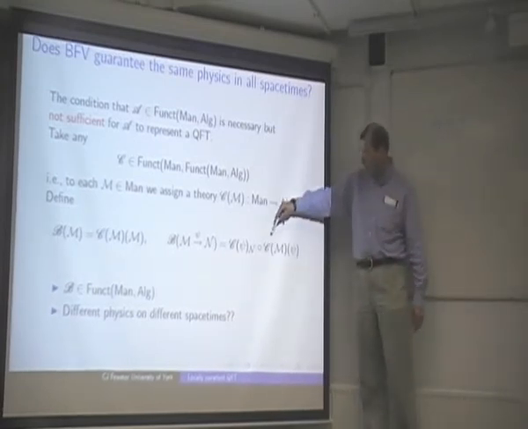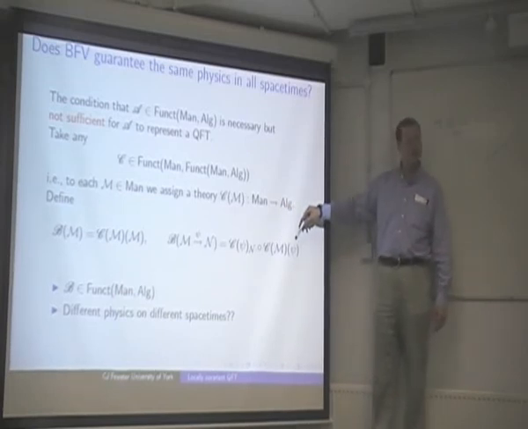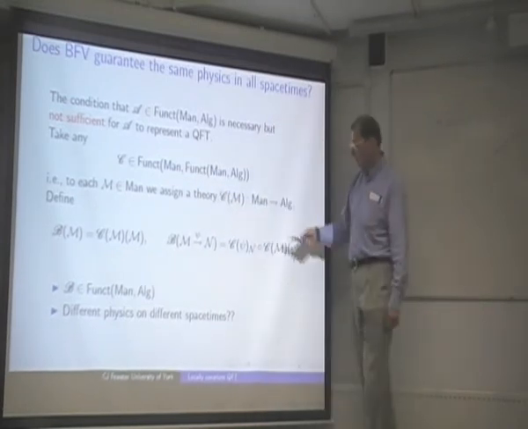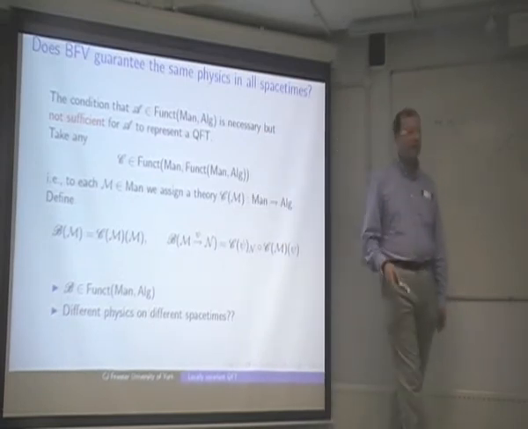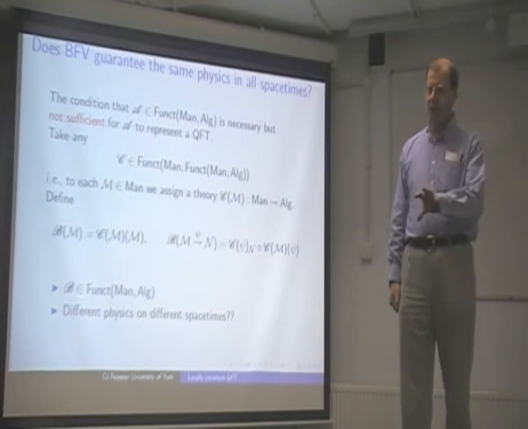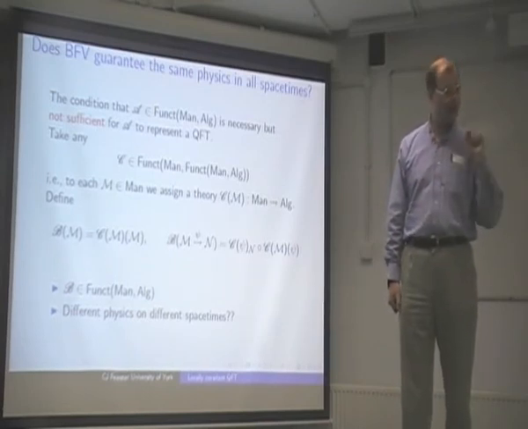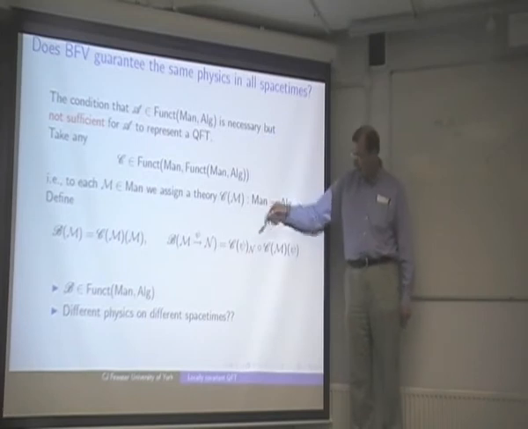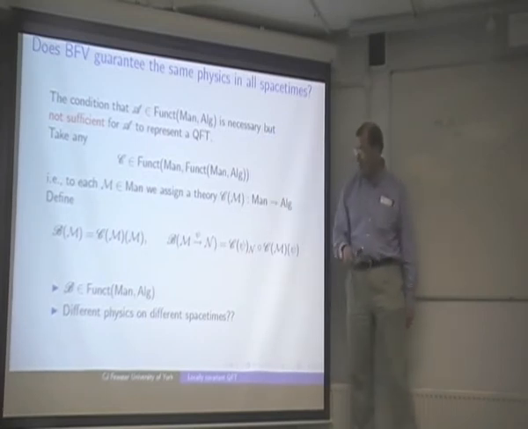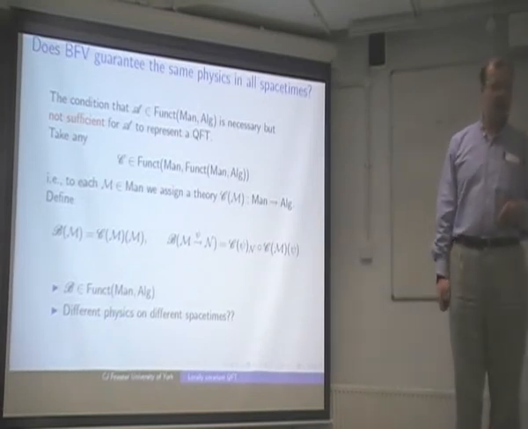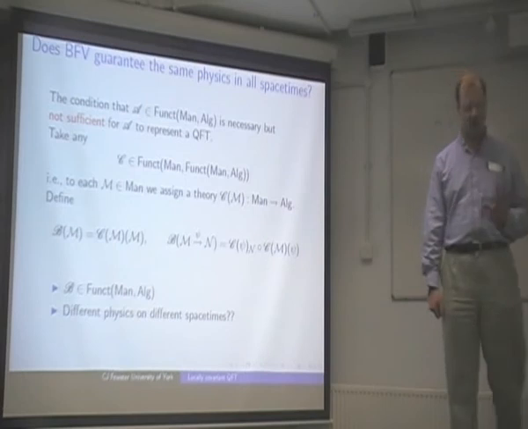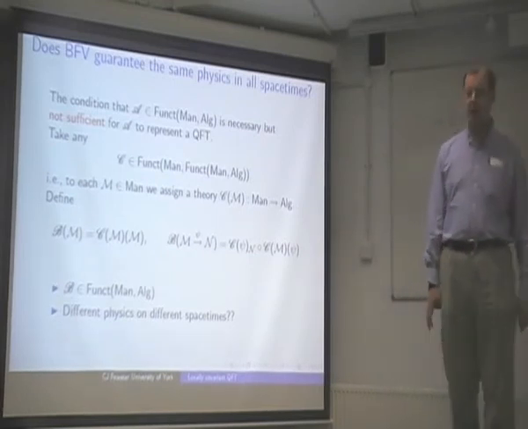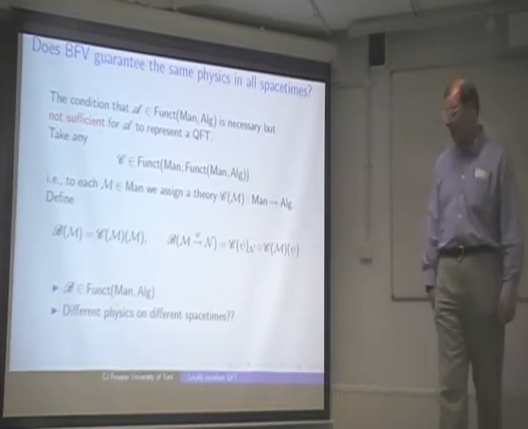I need to say what happens to the morphisms, and there is a way of doing that. Of course, the theory in spacetime M has a view on what happens to a morphism. But also, because this C thing is a functor between these, what C does to a morphism is give me a natural transformation between the theory indicated for spacetime M and the one indicated by spacetime N. So I can take the component of that natural transformation at spacetime N, and compose it with this thing here. And if you do that, you actually find that what you've constructed is a functor. It's very simple to prove that. So this theory satisfies the BFV criteria. It is a covariant quantum field theory, apparently.